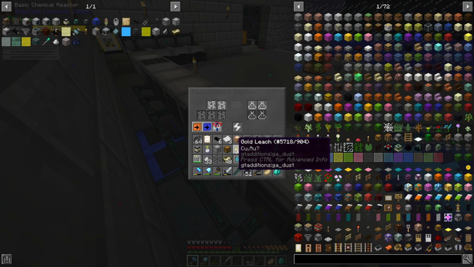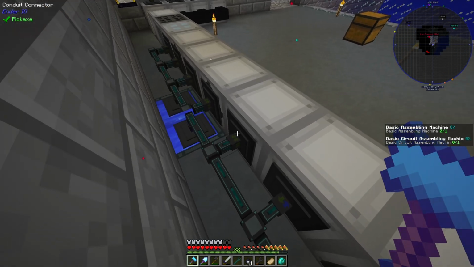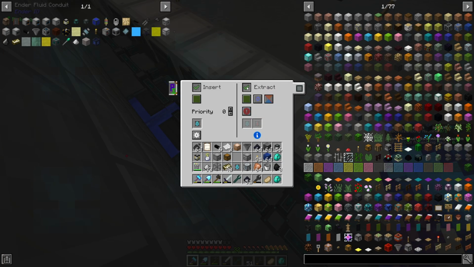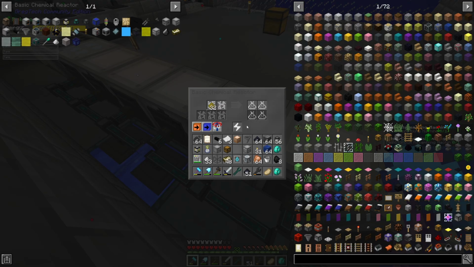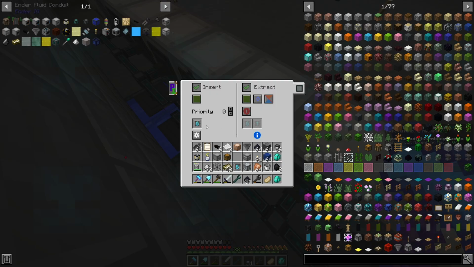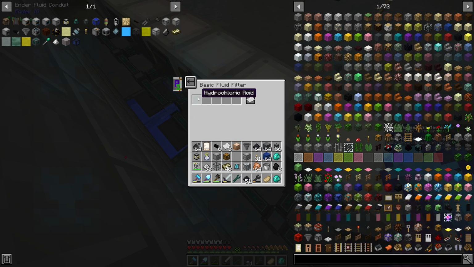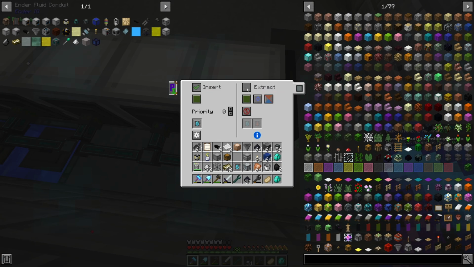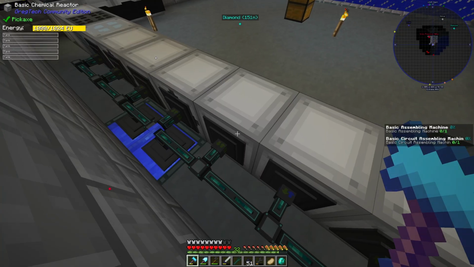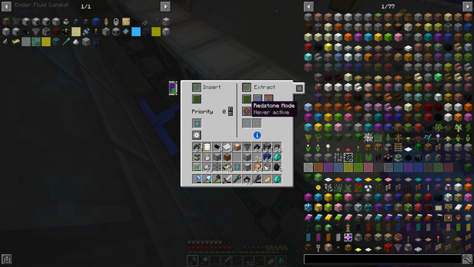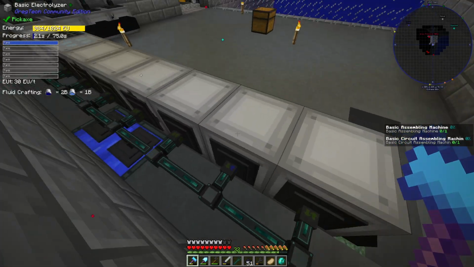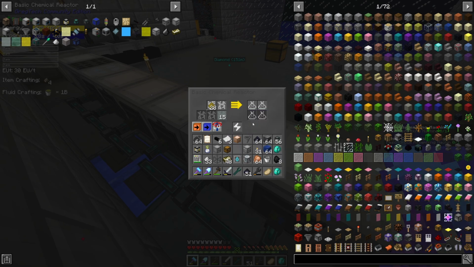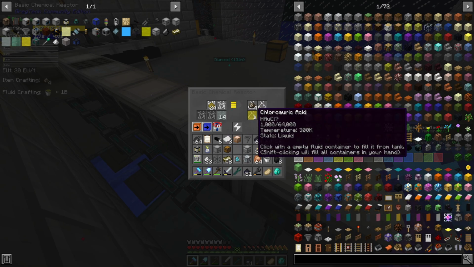And then the chemical reactor here, we need the gold leach. For hydrochloric acid, we do want it to extract. Now it's getting hydrochloric acid, and that should create ourselves our first chloroauric acid.